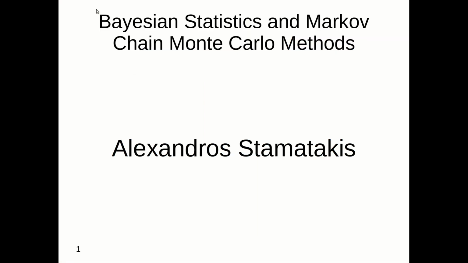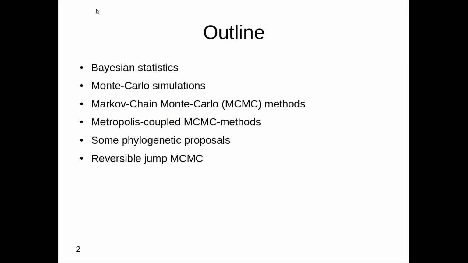Okay, welcome to the lecture on Bayesian statistics and Markov chain Monte Carlo methods. We'll first briefly review Bayesian statistics. In the following, we'll talk about Monte Carlo simulations to then extend those to Markov chain Monte Carlo methods. And finally, we're going to talk about Metropolis coupled Markov chain Monte Carlo methods. And then we will discuss some phylogenetic proposals, and finally also briefly talk about reversible jump Markov chain Monte Carlo methods.